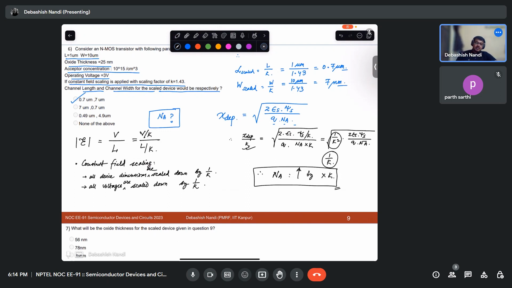Remember this point. Generally, when we do scaling, we tend to leave out the X dep portion, but your X dep is also a device dimension. Device dimension means a device characteristic length, you may say. That also needs to be scaled down. Otherwise, what will happen? Your voltage is scaled down, but your length is not scaled down. So the electric field will get scaled down, and it will never remain a constant electric field scaling. Okay.